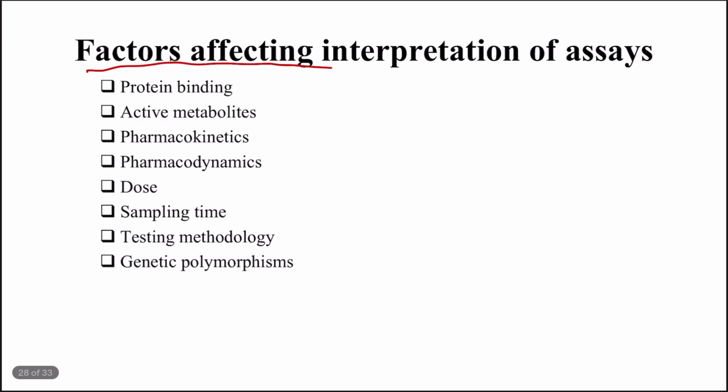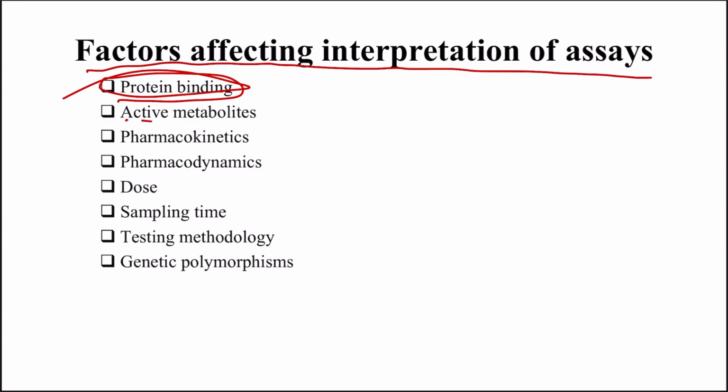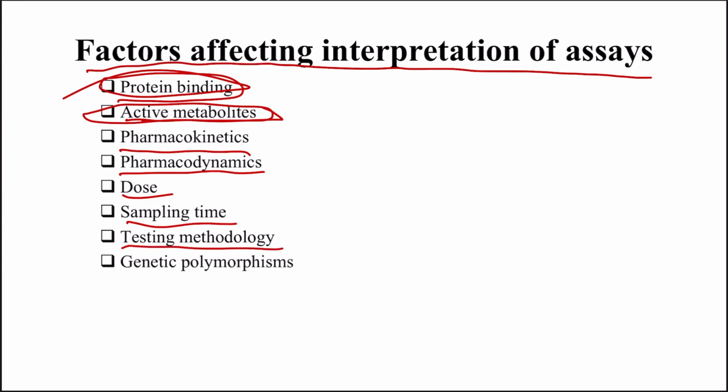Coming to the factors which are affecting the interpretation of the assays, first is the protein binding in the plasma. Then we have presence of the active metabolites of the drugs, which are going to lead to errors and will actually give us false results. Next is variant pharmacokinetic properties, variant pharmacodynamic properties, the dose of the drug, sampling time in respect to the last dose of the drug, then the testing methodology, the different methods which are used for testing, and finally the genetic polymorphism, because it is also going to affect the pharmacokinetics of the drug.